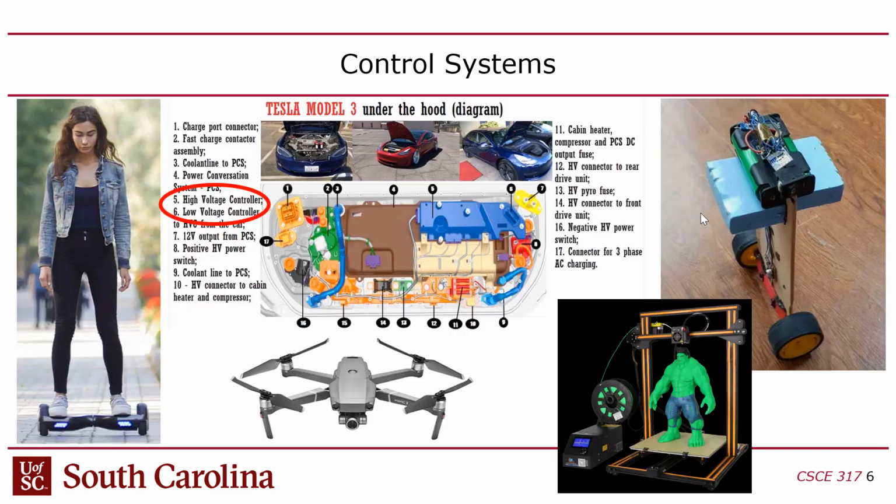And also, one thing you may not realize is that there are controllers built in that are not as obvious. Like in a Tesla, you've got a bunch of controllers that regulate the voltages, and of course a printer or robots have a lot of controllers in them controlling various aspects. And this is my favorite one, the hoverboard.